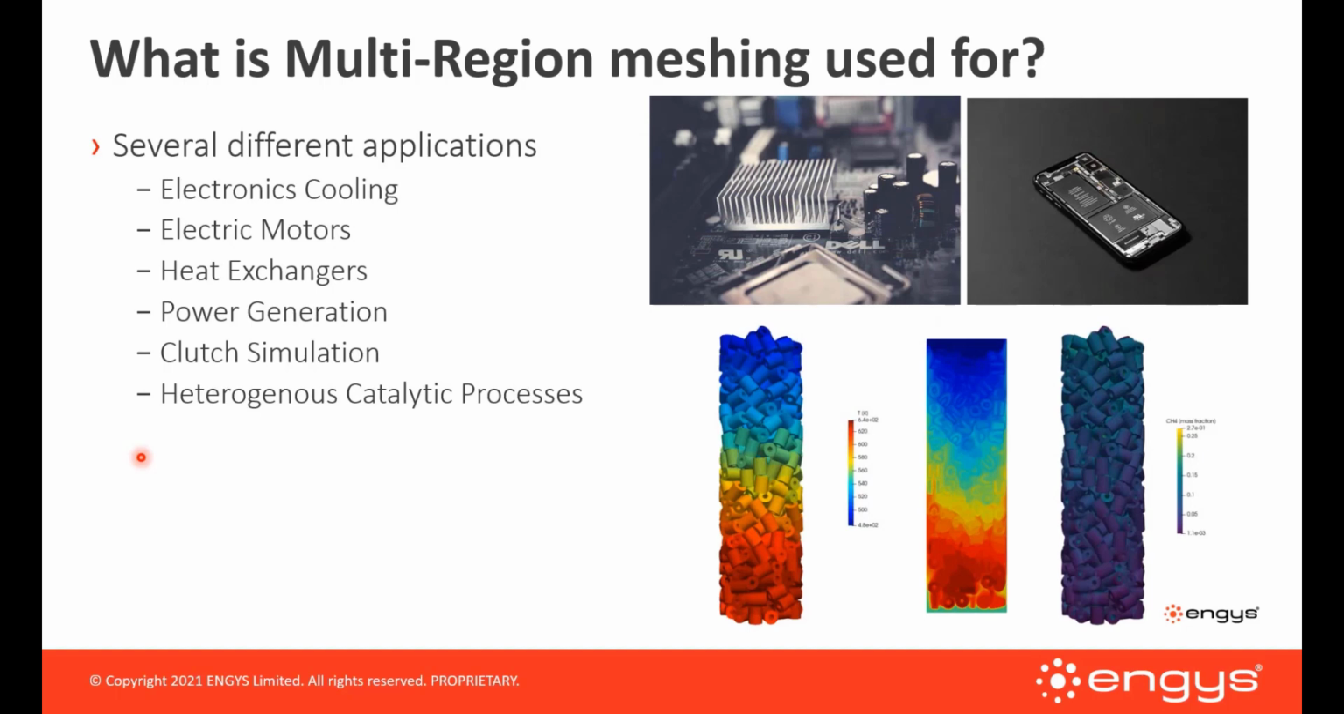And when we have those physics combined, we enable several applications to be properly modeled, like electronics cooling, as I have said, electric motors, and battery cooling, which is a very emergent subject in the automotive industry. It's a very good example. Heat exchangers, heterogeneous catalytic processes, and several others.